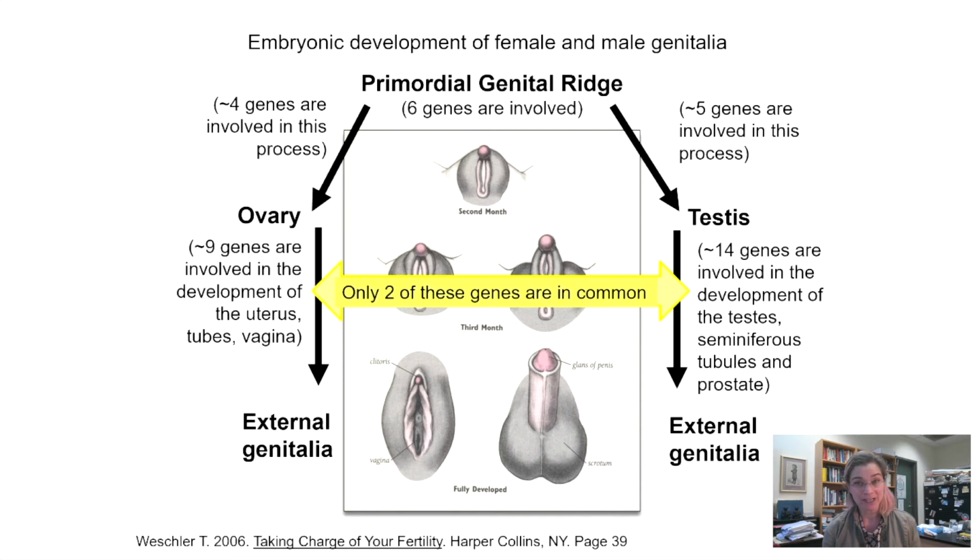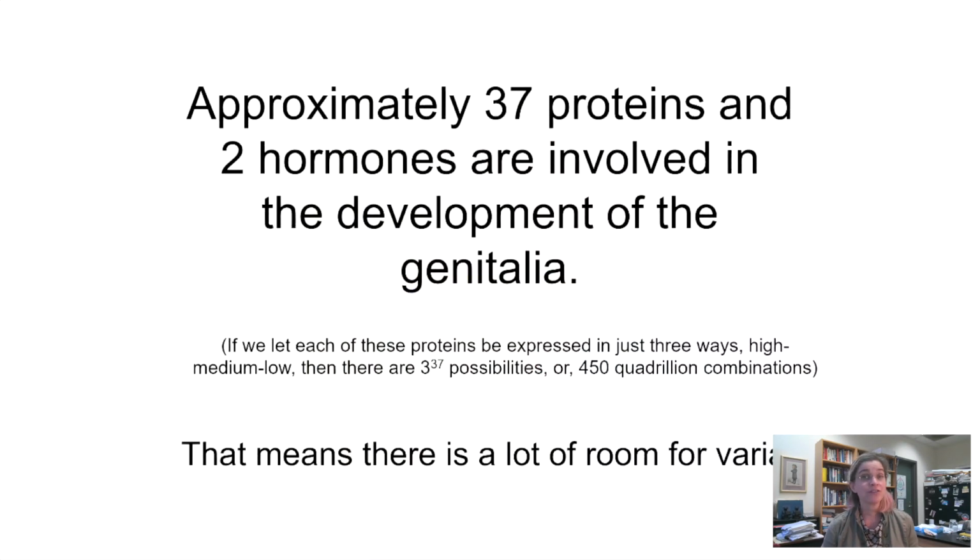One of the things I want to point out is that ever since 6 weeks, when they have divided into forming ovaries or testes, and then forming the external genitalia from there, only two genes are shared between these 2 processes. Only 2 of them are in common. So in total, there are 37 proteins and 2 hormones involved in the development of the genitalia.